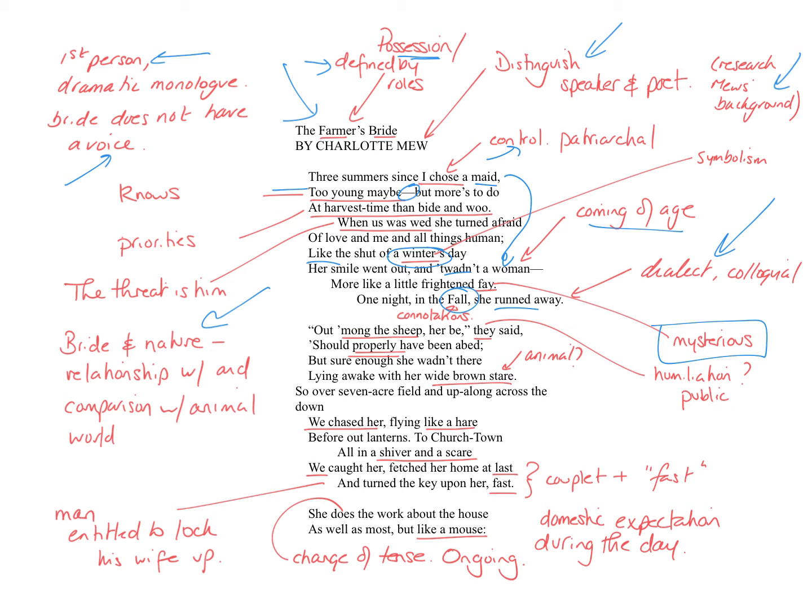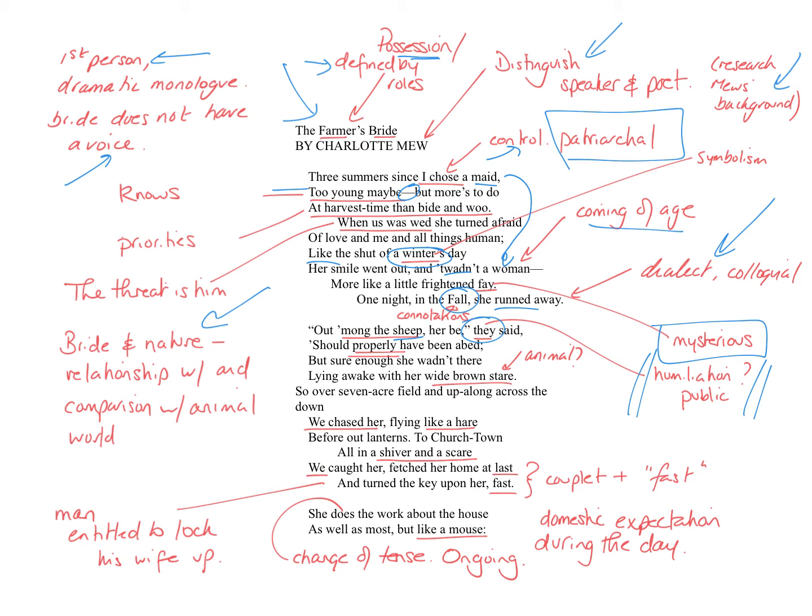So what after she's run away, out among the sheep her be, they said, should properly have been abed. There's an awful lot of judgment in those lines. You've got the kind of judgmental they, which we assume is the rest of the village, who are all complying with that idea of this kind of patriarchal control, the idea that a man controls his wife, a father controls his daughters, etc. And they all seem to know best. She should properly have been in the house. She should properly have been in bed.